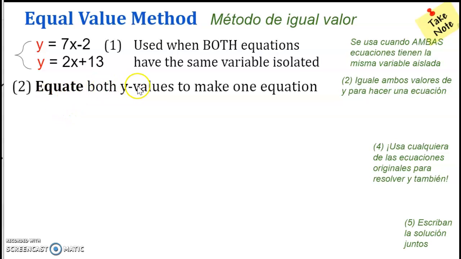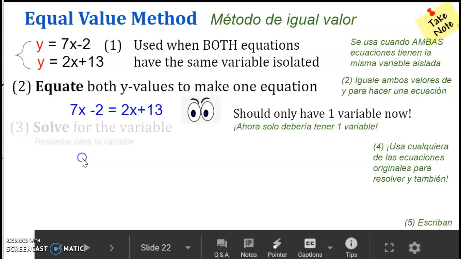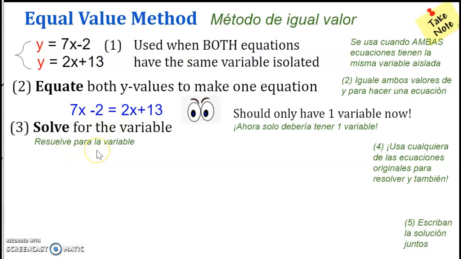Then you equate both y values to make one equation because the 2 y's are really the same thing. That means the things that are equal to y have to be also equal to each other. So 7x minus 2 is equal to 2x plus 13. And then from here on, you are just solving like what we did with the PADAC activity.